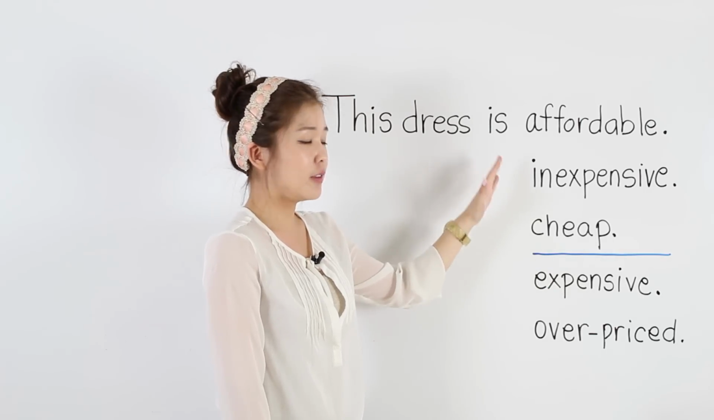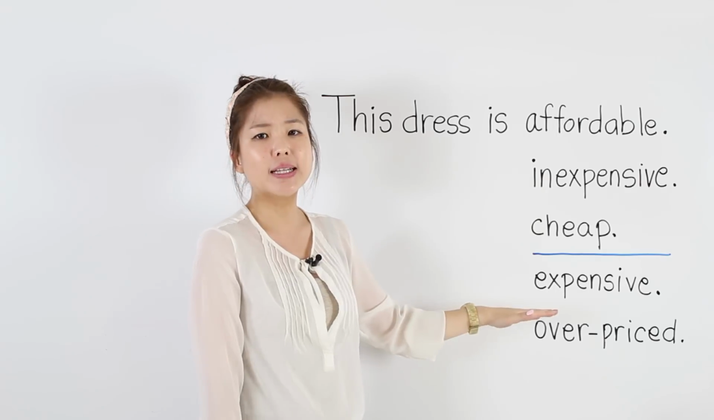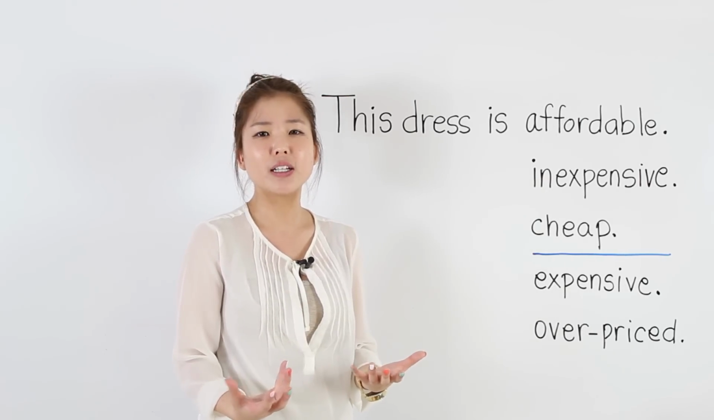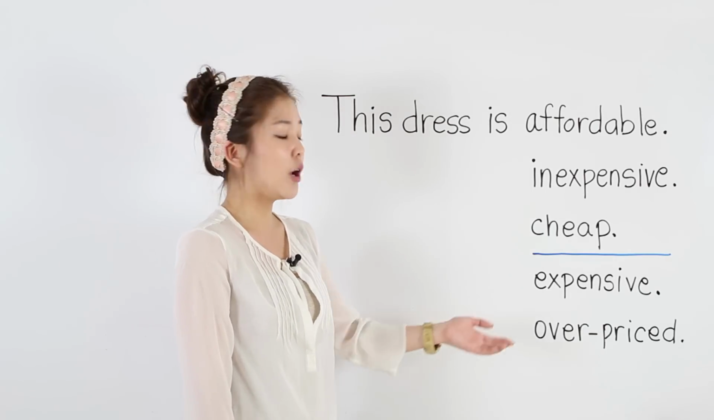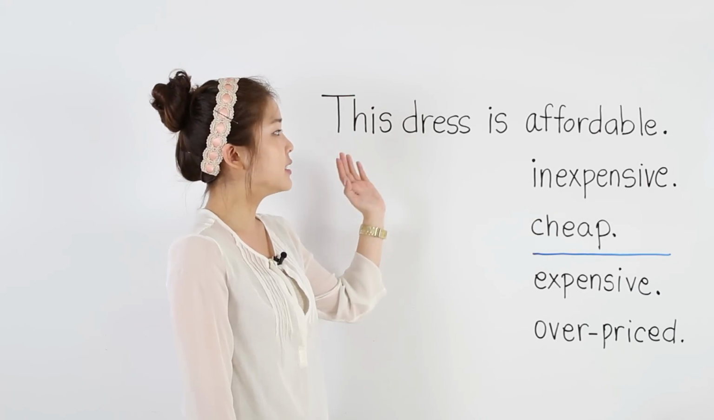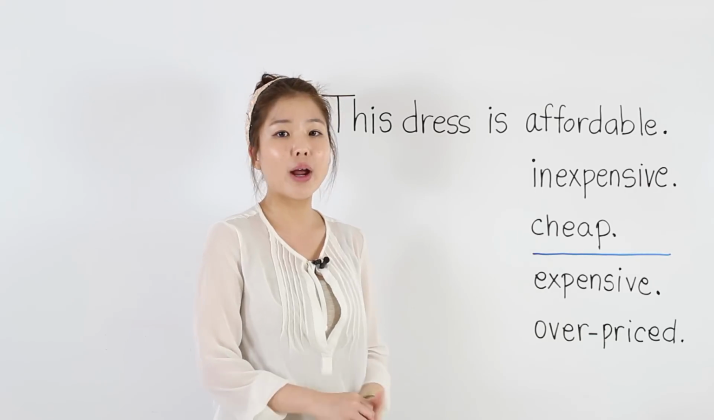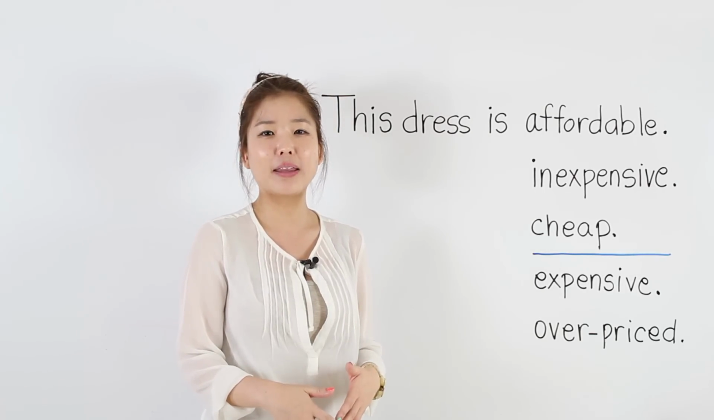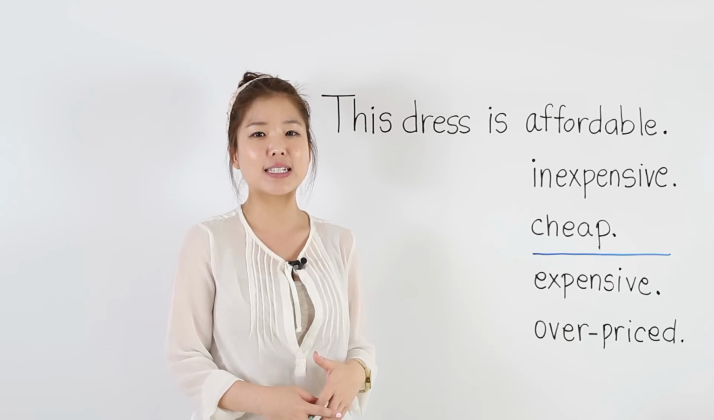Okay, now let's look at the opposite. The opposite of these words is expensive. This dress is expensive. It costs a lot of money, too much money. Maybe I don't want to buy it. We can also say overpriced. This dress is overpriced. That means the price is too high. So again, I don't want to buy this dress. It's too expensive and overpriced.